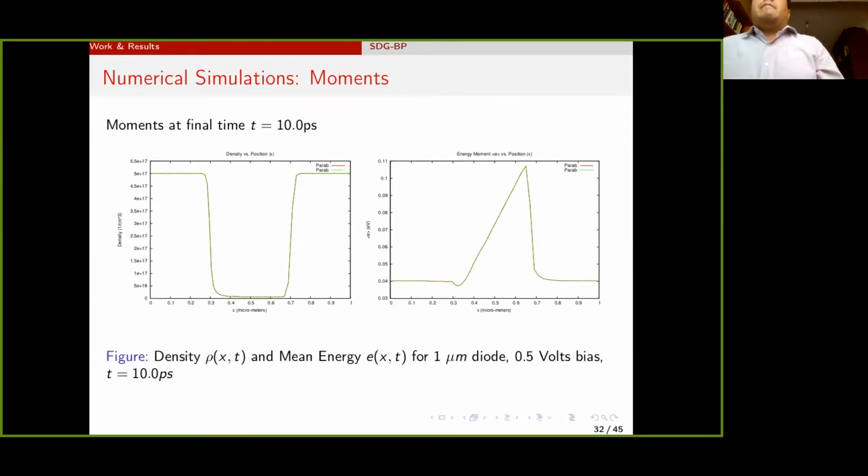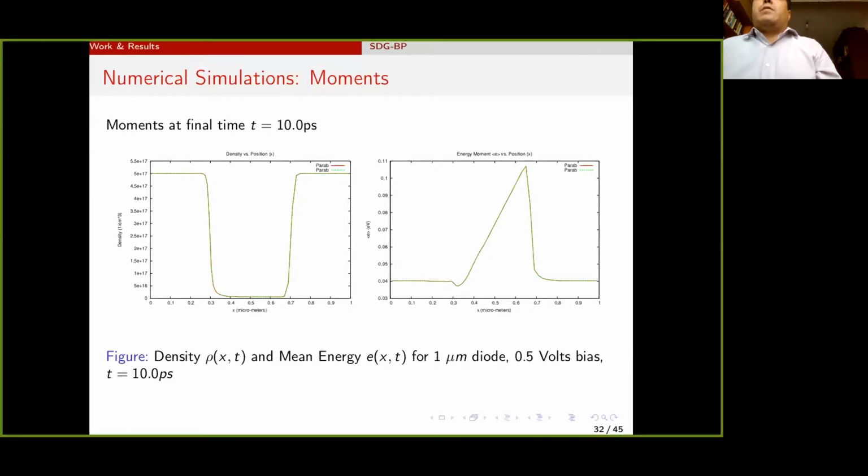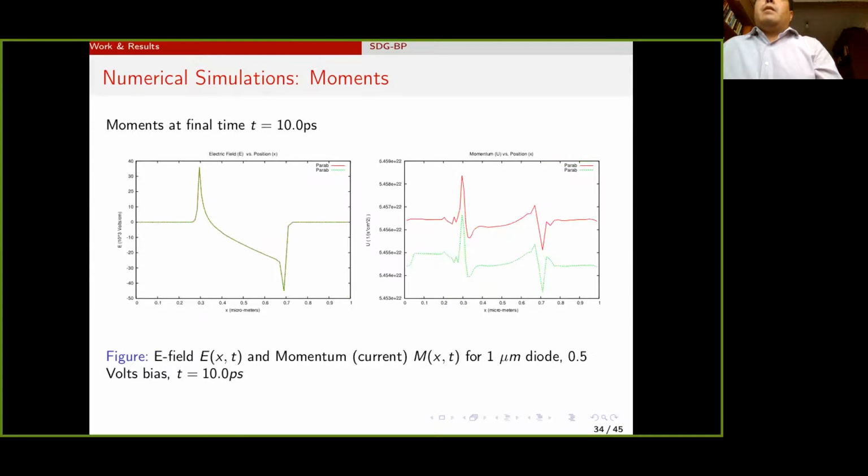Then in here, what you have is the comparison of the mean moments in the stochastic Galerkin formulation versus the case where you have no uncertainty. So it's a case of the Boltzmann-Poisson system without any random variable. You can see that in terms of the density and the energy, the difference is negligible or not observable, at least on the plot at the beginning. Likewise for the mean velocity and the electric field. It is when you compare the momentum that the difference is very slight, but still there.